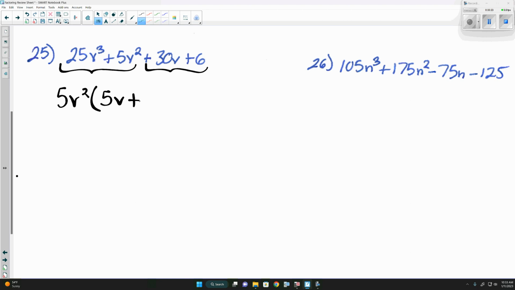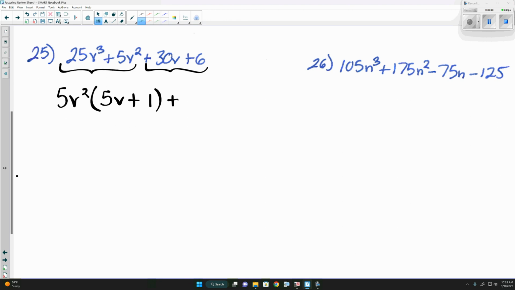If I take 5v squared out of 5v squared, what do we have? 1. Because when we factor things out, we're dividing it. 5v squared divided by 5v squared. Anything divided by itself is 1. Plus, because if we divide something out completely, we get left with 1.